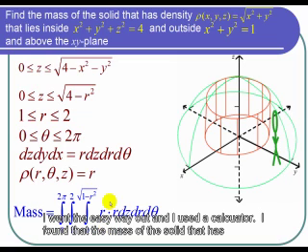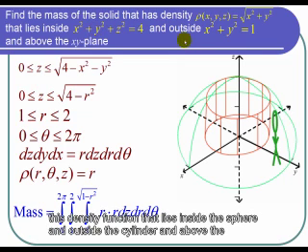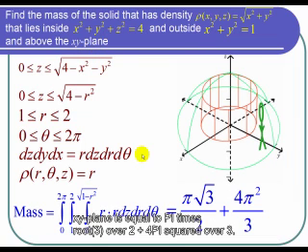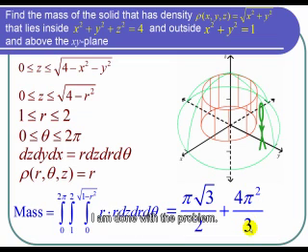And I found that the mass of the solid that has this density function that lies inside the sphere and outside the cylinder and above the xy plane is equal to pi times the square root of 3 over 2 plus 4 pi squared over 3. And I'm done with the problem.